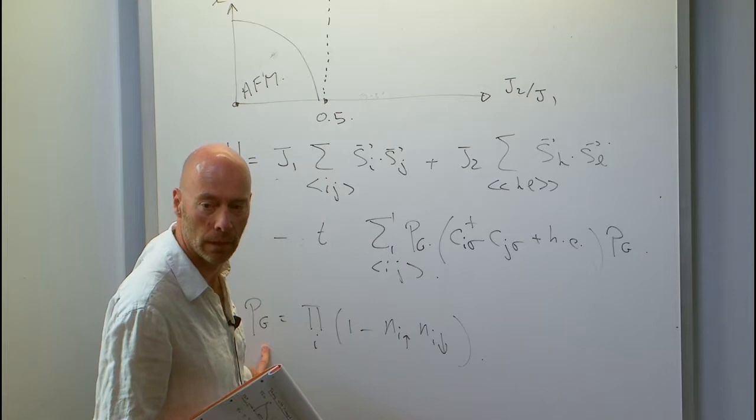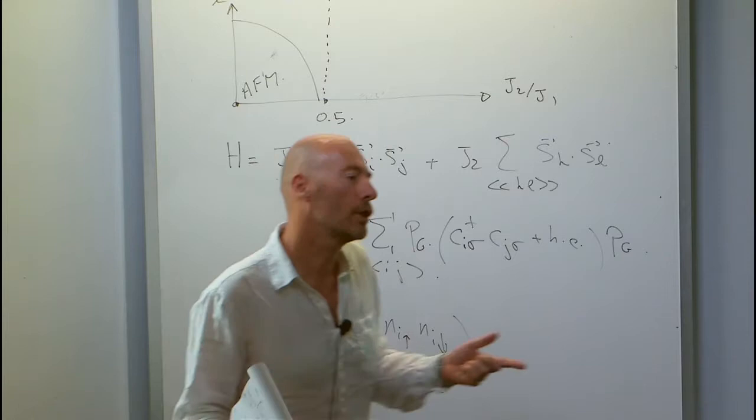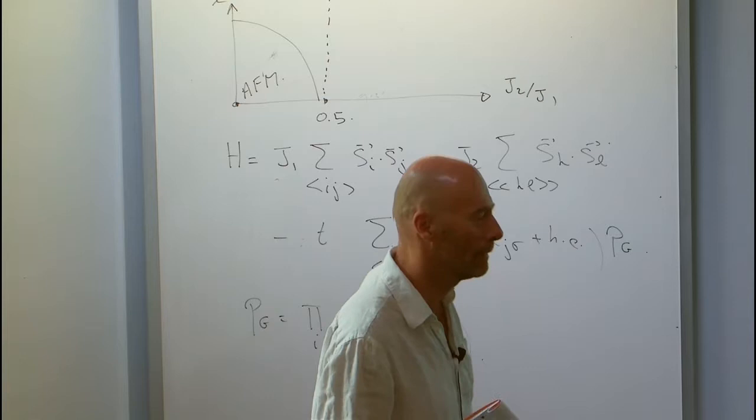Is it like the t-J model? It's a t-J model, but where I have used frustration. So it's like a t-J1-J2 model, if you want.